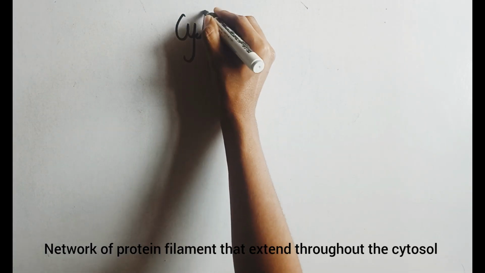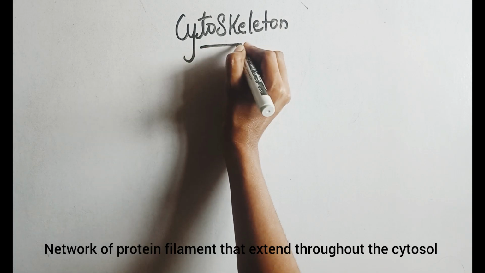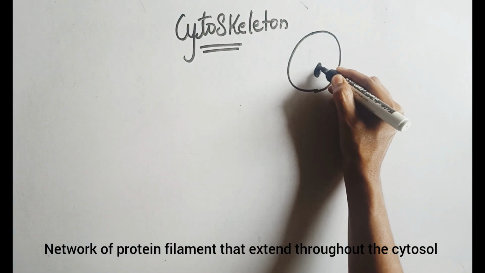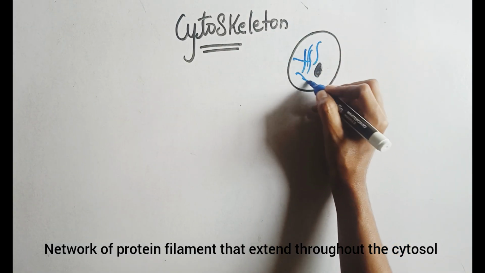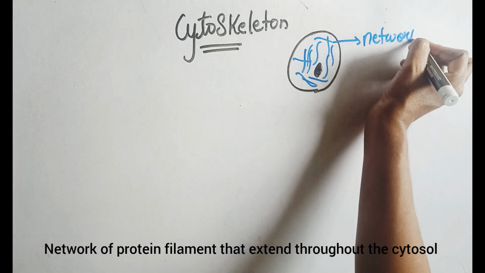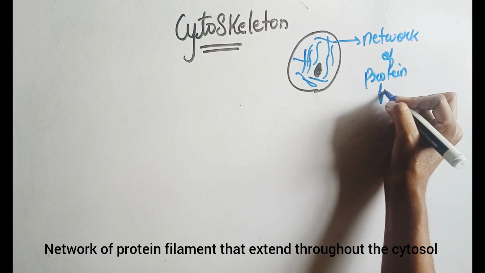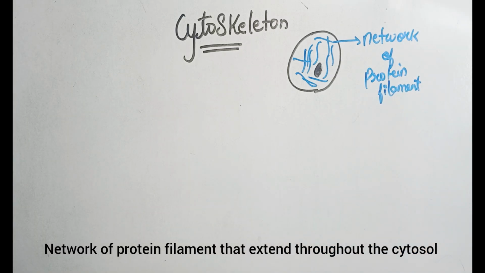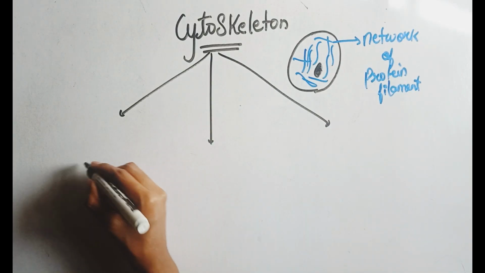In this video, I will discuss the cytoskeleton. Suppose this is a cell, and in this cell the nucleus is present, and in the cytosol the protein filaments are present. These protein filaments form a network called the network of protein filaments, and this network of protein filaments present in the cytosol is called the cytoskeleton.